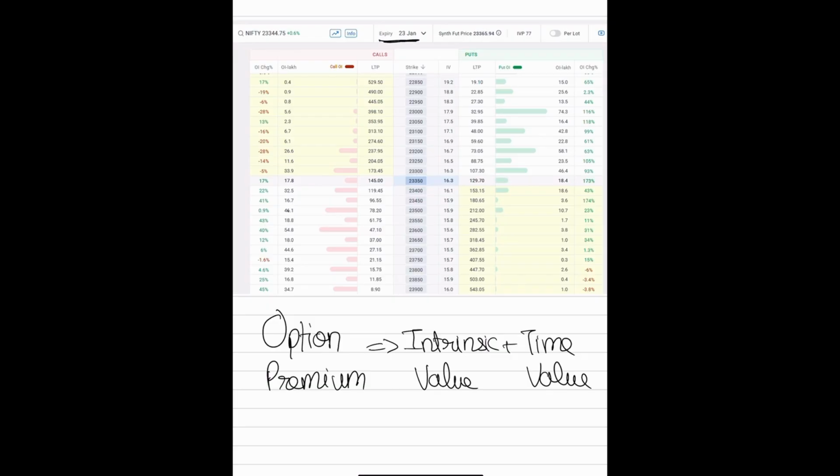So, we have an option chain of Nifty which is going to expire on 23rd Jan, as you can see here. So we still have 2 to 3 days left for this option chain to expire. The price here is the current market price of the Nifty, that is 23,334, and the strike price, which is the ATM, is 23,350.